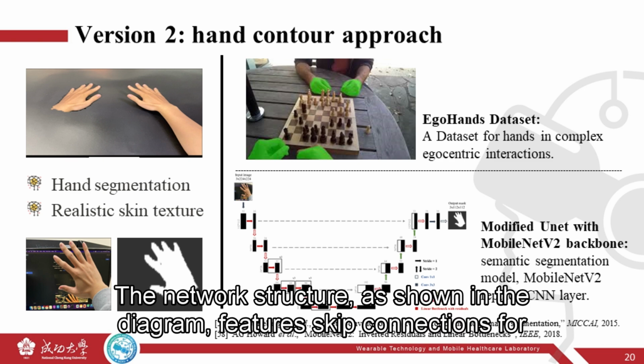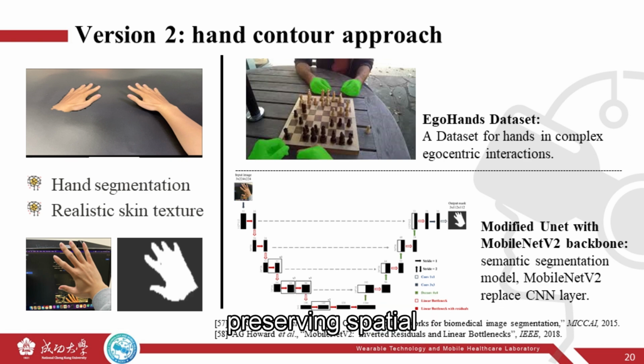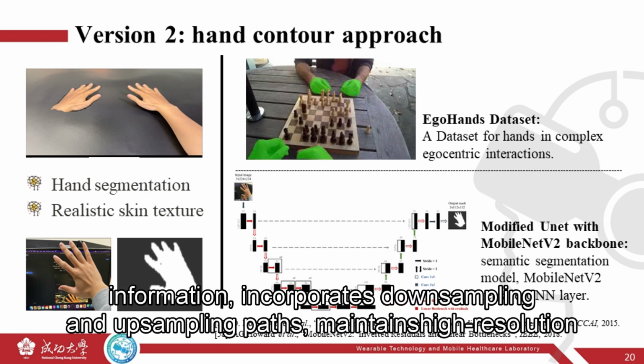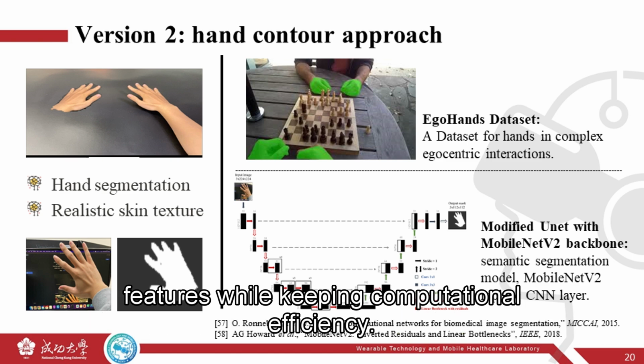The network structure, as shown in the diagram, features skip connections for preserving spatial information. Incorporates downsampling and upsampling paths. Maintains high-resolution features while keeping computational efficiency.